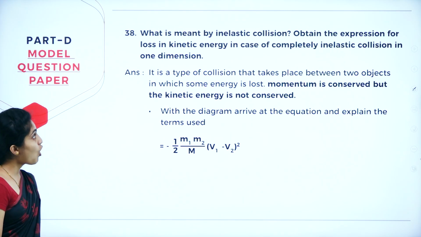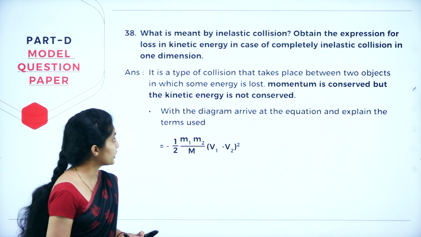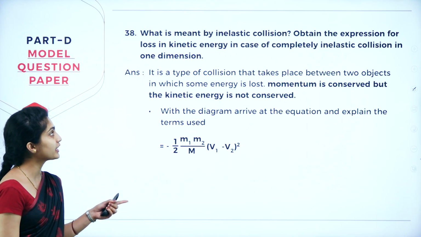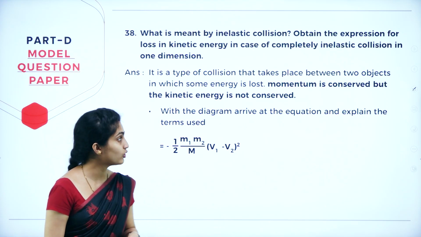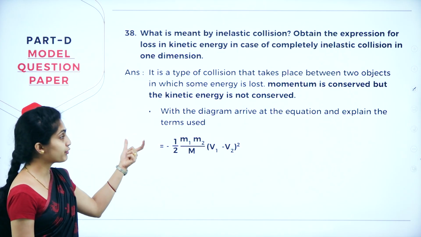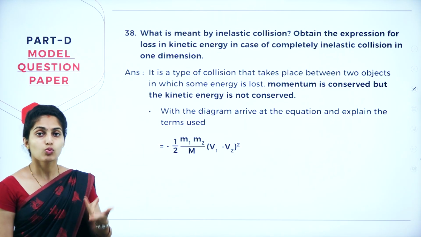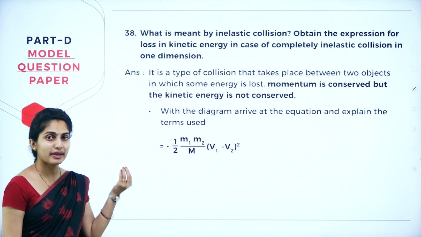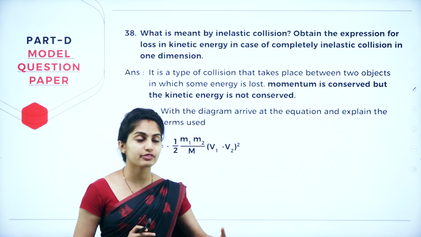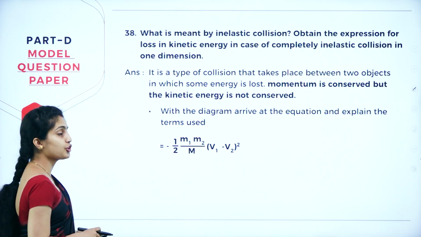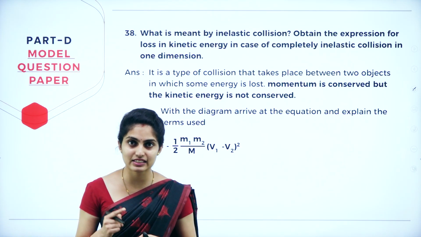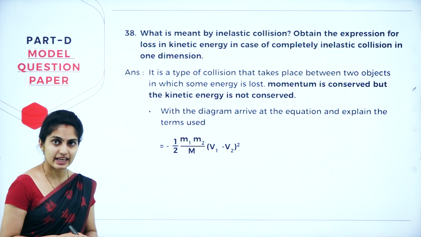It is like, what is meant by inelastic collision, and obtain the expression for loss in kinetic energy in case of completely inelastic collisions in one dimension. So first of all, you will have to define for whatever question they have asked. What is the question? That is, what is meant by inelastic collision? That is a definition which has to be given, and the derivation whatever they have asked for, that is expression for loss in kinetic energy in case of completely inelastic collisions in one dimension.